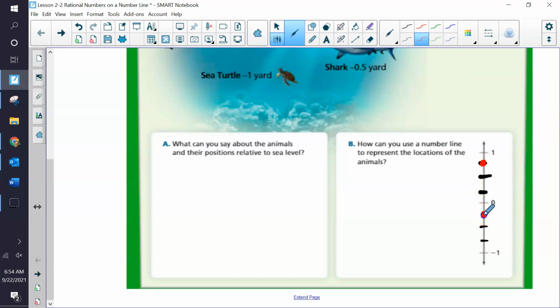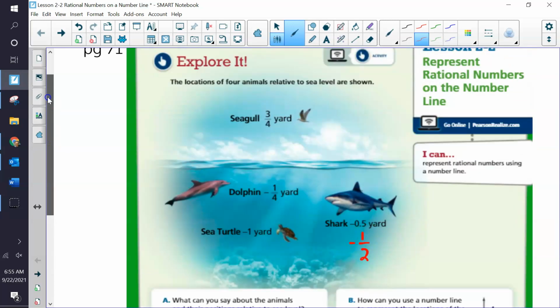So that's the dolphin. The shark is at -1/2. So we can think of that in fraction form instead of decimal form. Memorize that: 0.5 is 1/2. That's a memory fraction right there. So our shark is right here, and the turtle is at -1, which is already listed right here. And that is what we're studying today: how do we represent rational numbers, fractions, on a number line, and how do we order those.